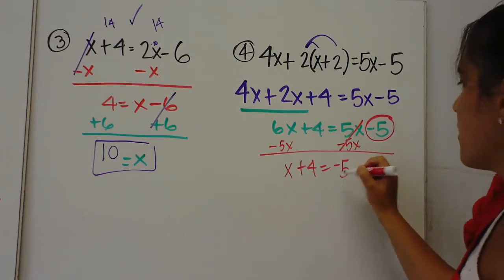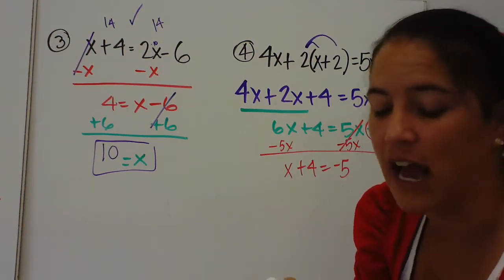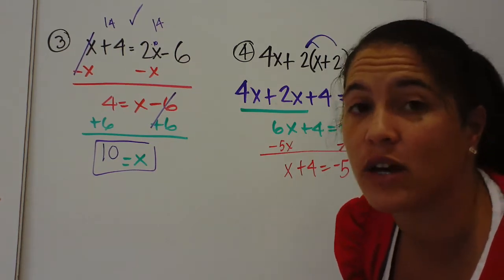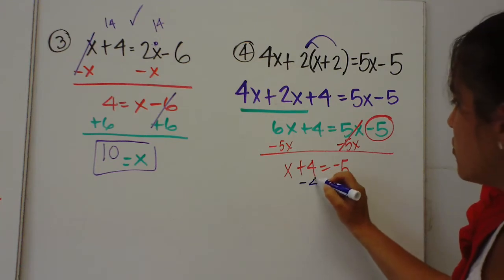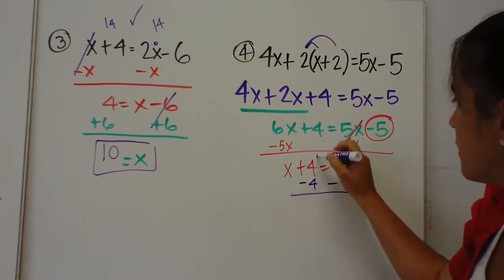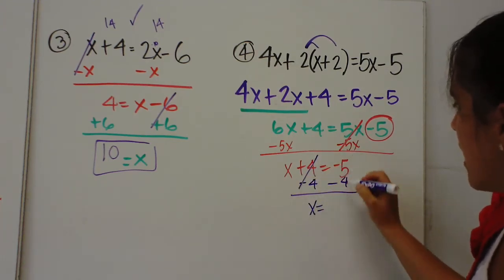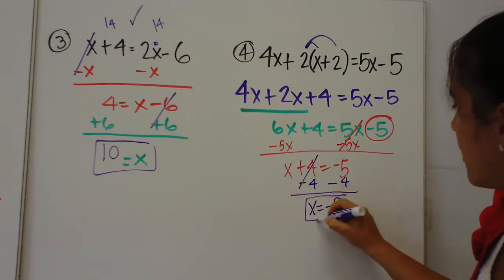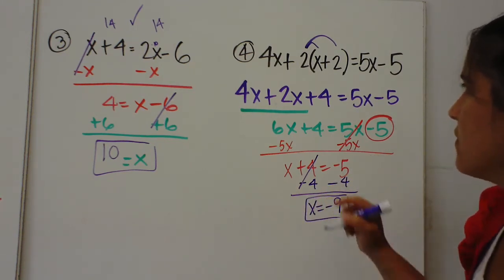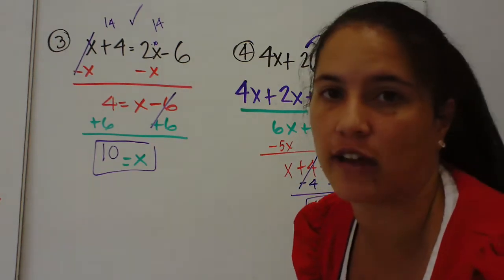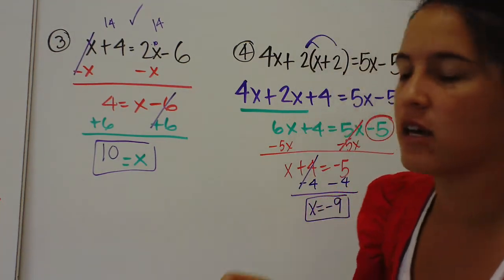Do you see that? That's a negative 5. Again, I'm not touching twice. If you want to touch twice, you can. I'm not touching twice. So now I'm going to subtract 4 from both sides, and x equals negative 9, because negative 5 minus 4 is negative 9. And then you can plug it back in to check. But we're going to keep going.